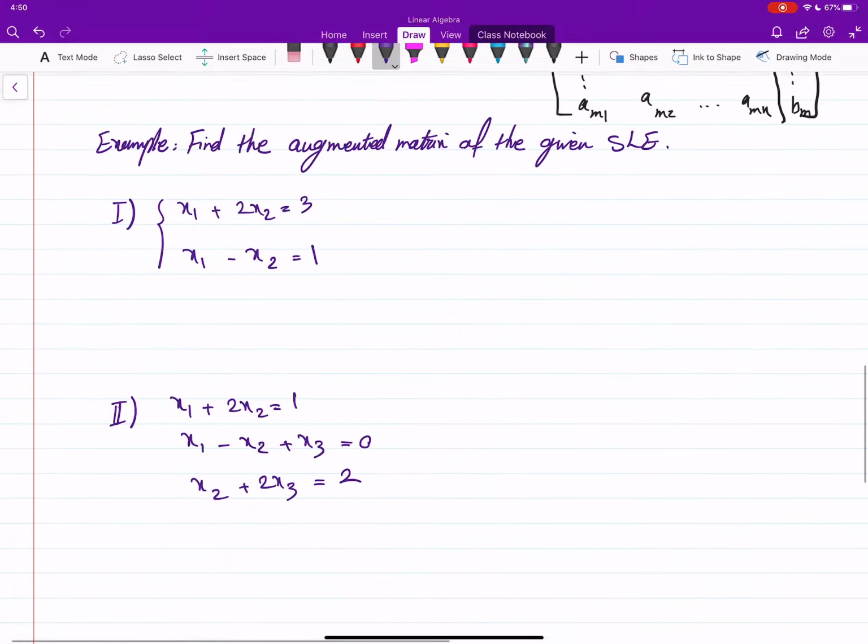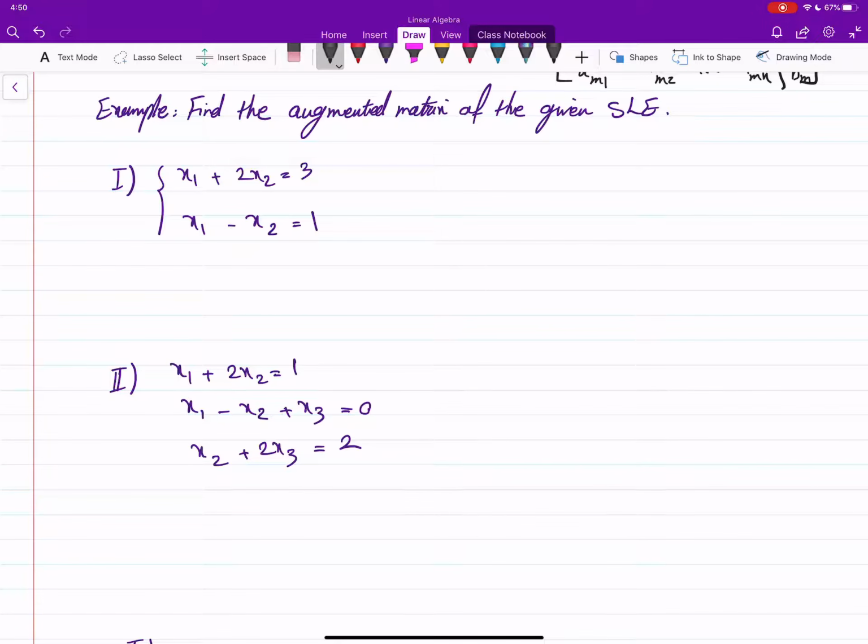So let's write the augmented matrix. First thing to note is that you have to make sure that the equation is written in the standard form. Here, each equation is written in the standard form, and the like variables are aligned, equality is aligned. Then right away, you put the coefficient of x1 for the first equation, x2 for the first equation, separating line, the constant term. 1, 2, 3, 1, negative 1, 1.